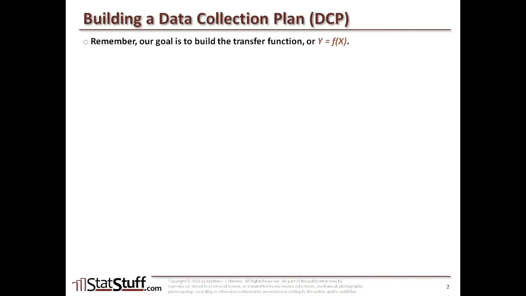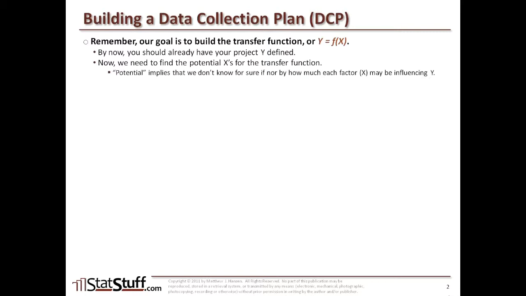So in this lesson, I'll begin by introducing you to the Data Collection Plan, or DCP. This lesson continues to build on the previous lessons in the measure phase leading up to this one. But for now, let's quickly review why we even need a DCP. Remember, what we're trying to do is build a transfer function, that's y equals f of x. And by now, we should have already identified what the project y is that we're going to use. So now what we need to do is figure out what the potential x's are that we're going to use to fill in that transfer function.